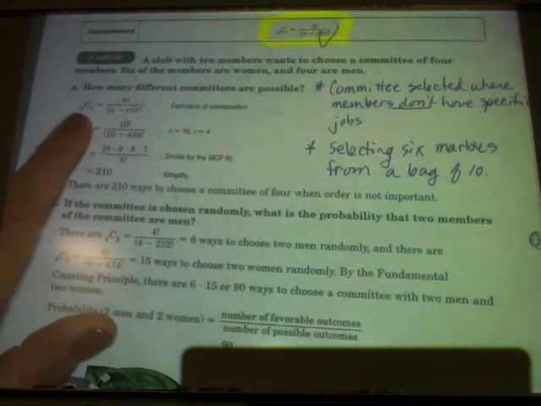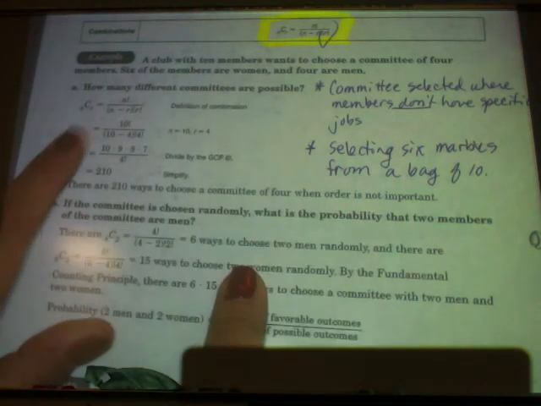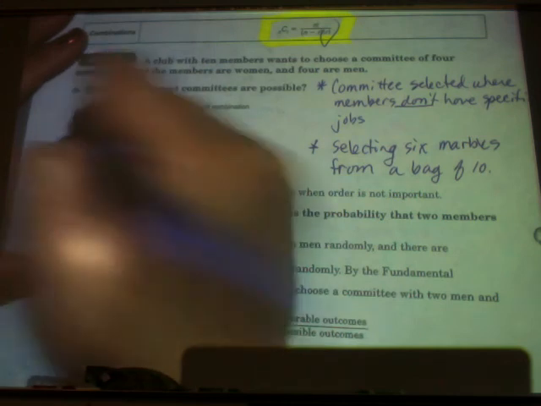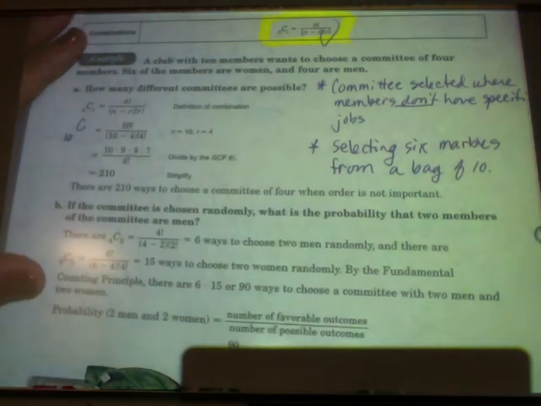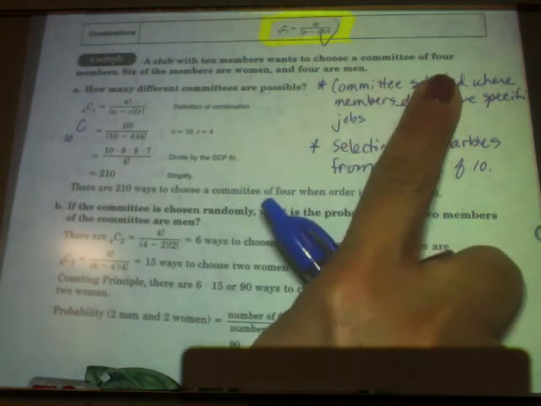How many do we have to choose from? How many total? How many total members? A club with 10 members, right? So don't we have 10 to choose from? Oh, they didn't write that down, so let's write this down. So a combination of 10 items. How many are we choosing at a time? It wants to choose a committee of 4.